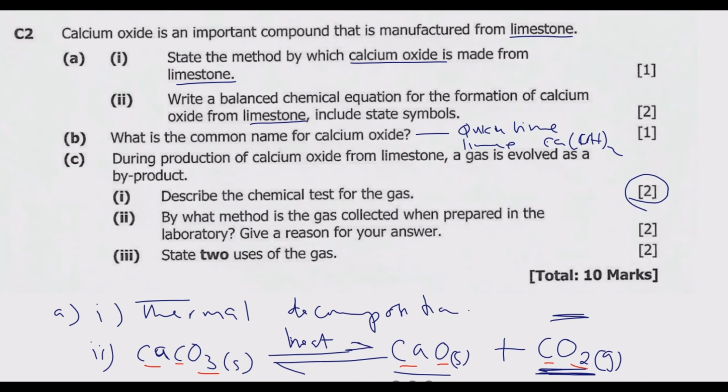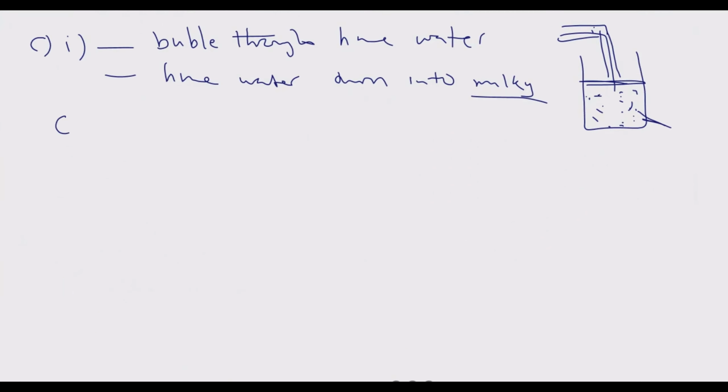Question C, Roman numeral 2: by what method is the gas collected when prepared in the laboratory? Give a reason for your answer. Because carbon dioxide is denser than air, we need to collect this gas by the upward displacement of air method or the downward delivery method.